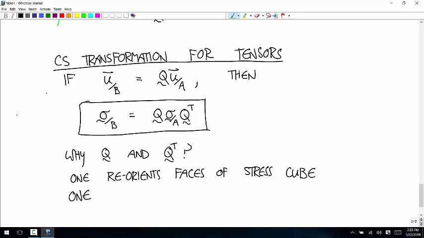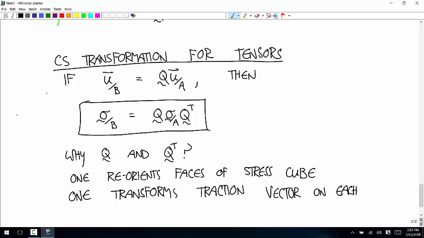And the other one transforms the traction on each face. So if you think about it, a single rotation matrix would just express, like, a stress cube.